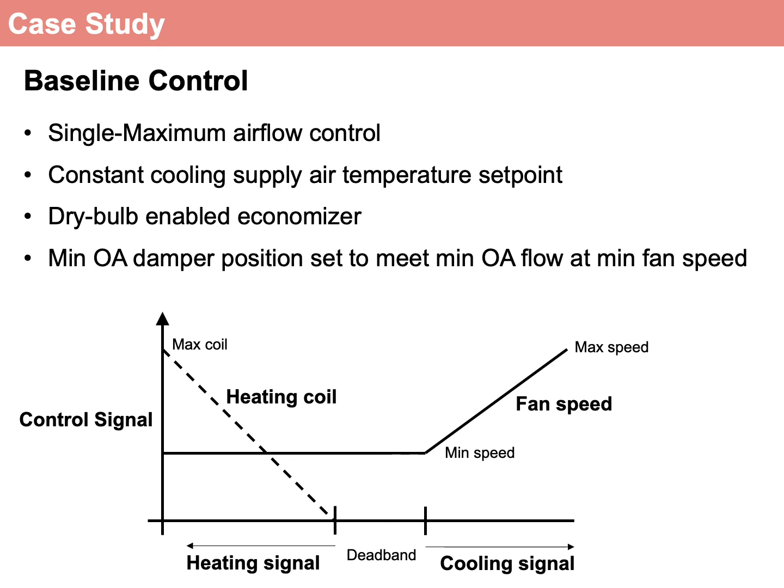We also have a drybulb economizer, which essentially turns the economizer on if the outside air temperature is less than the zone air temperature and can be used for cooling. And the minimum outside air damper position is really set to meet that minimum outside airflow at the minimum fan speed, but it is not reset like it is in the Guideline 36.